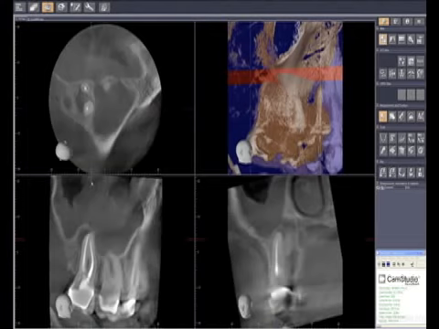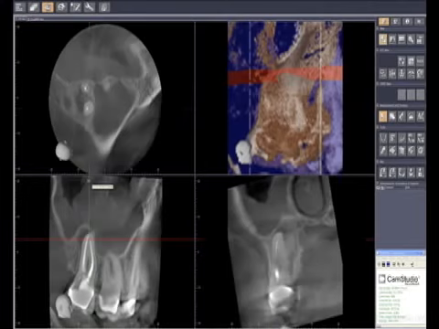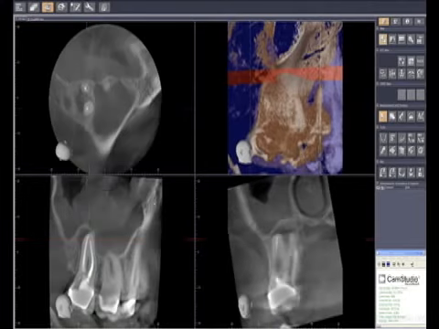So this tooth, based on what we're seeing here, we would diagnose as a chronic sinusitis that's being caused by odontogenic sources from this tooth. And the cone beam computed tomography allows us to make that diagnosis and then properly treat the tooth, which will then help with the resolution of the sinus problem.